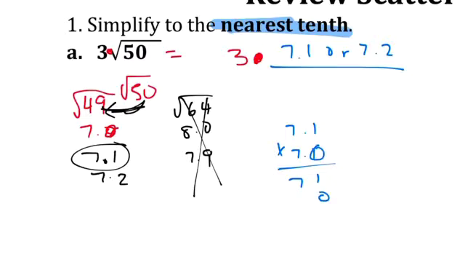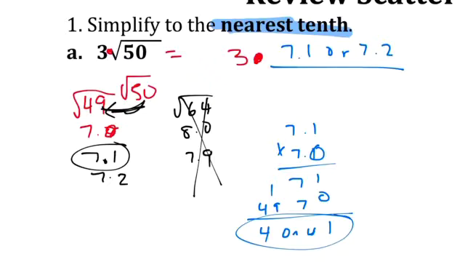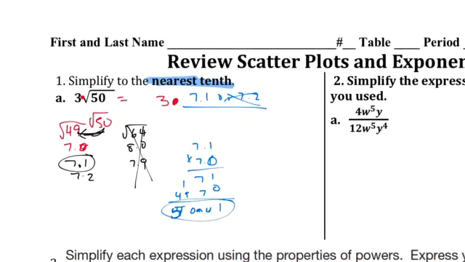Okay. I get 14 carry 1. Oh, this one is 50.41. So 50.41, it's over 50 already, so it's 7.1. Don't even bother trying 7.2. 49 is 1 away, and this is 0.6 away, so it's 7.1. So your answer is 7.1 times 3, 21.3.